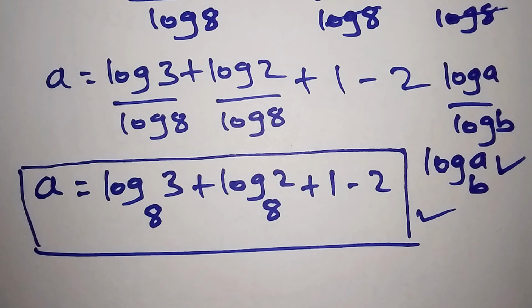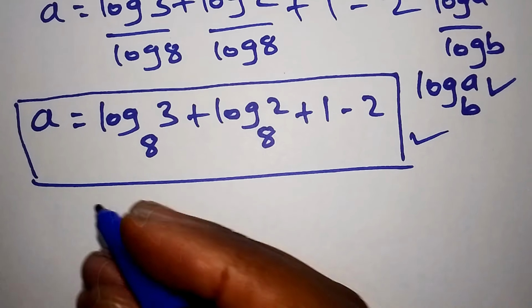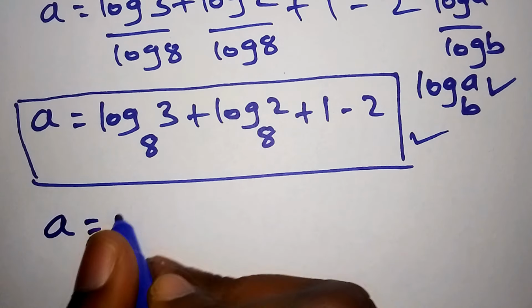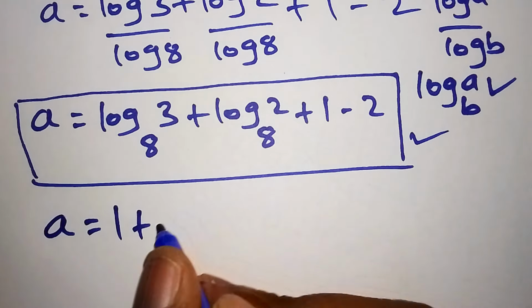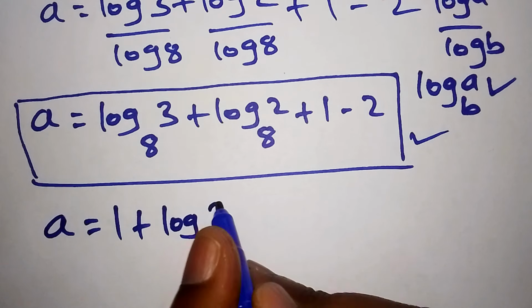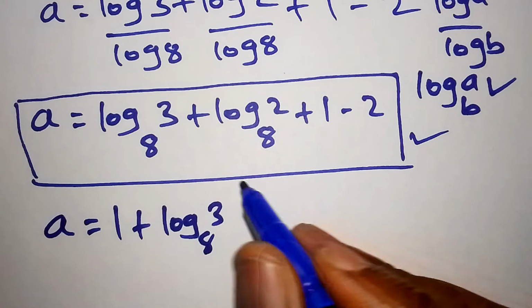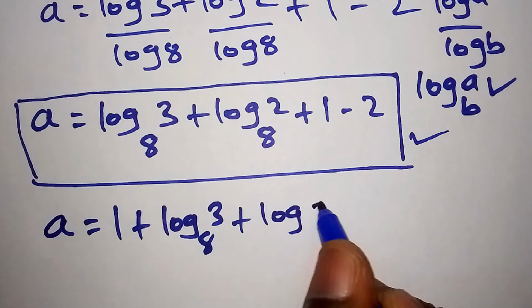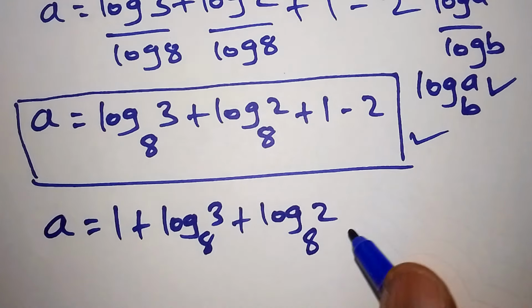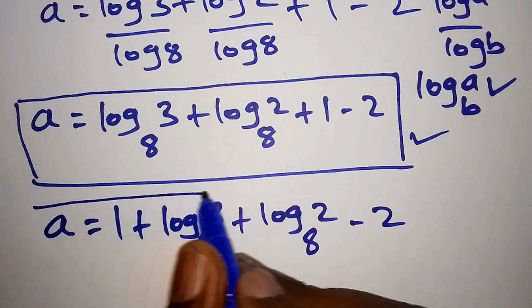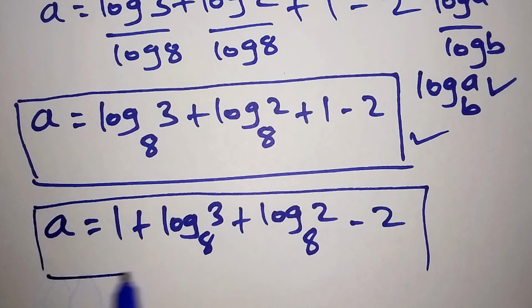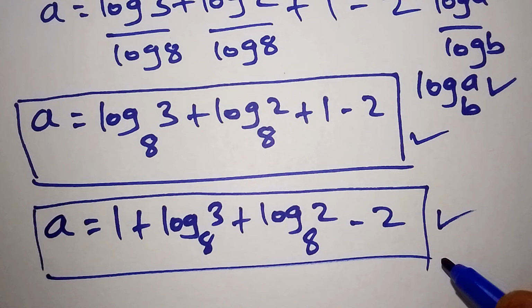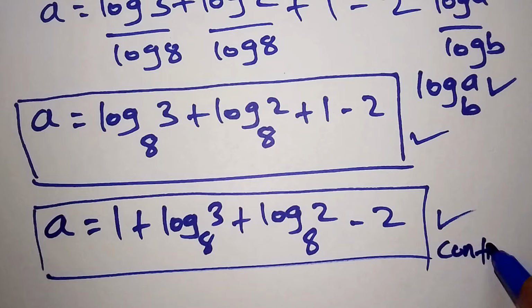If you don't want to write it this way, we can still have the value for a equal to 1 plus the log of 3 to the base of 8, plus the log of 2 to the base of 8, minus 2. You can have the answer as the first one or the second one. So let's now confirm if this answer is really true.